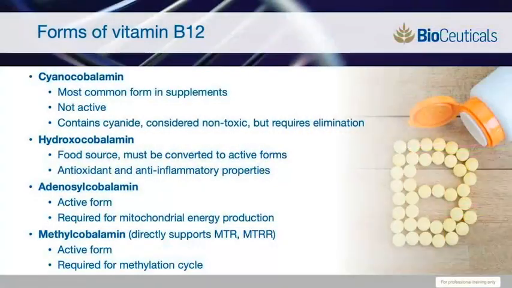So just quickly, I mentioned that we'll talk more about this in the neurotransmitter module, but there are various forms of B12 supplements. You know, I went into detail about the folate supplements, but with B12, we've got cyanocobalamin. This is the most common form. It's not active, contains cyanide. It's considered non-toxic, but it must be eliminated. It still needs to be detoxed from the body. There is hydroxycobalamin. This is found in our food. It's natural, but it still must be converted to those active forms. And the active forms are the adenosylcobalamin and the methylcobalamin.